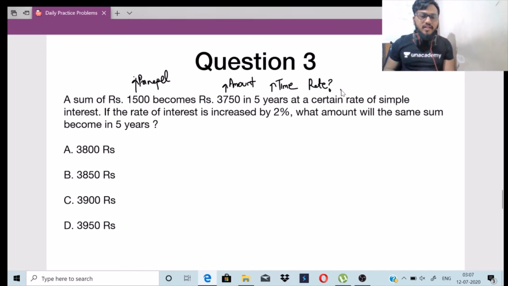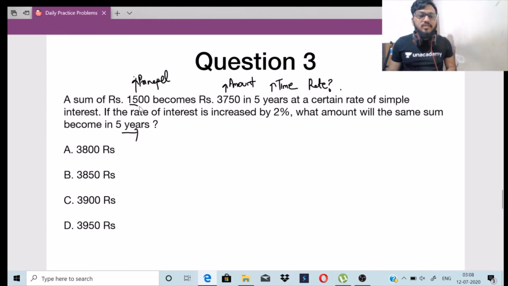If the rate of interest is increased by 2%, first you have to find out the rate, then increase the rate by 2%. What amount will the same sum be in 5 years? Suppose the rate of interest is 10%, and I'm increasing the rate by 2%, so 12%. So if the rate of interest is 12%, what will the amount be?